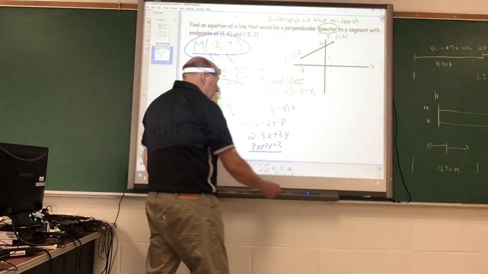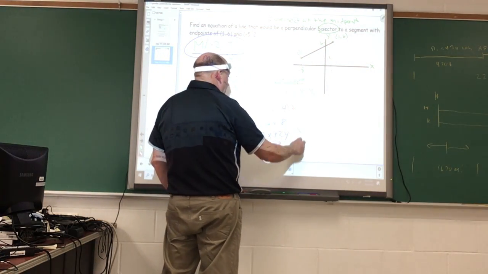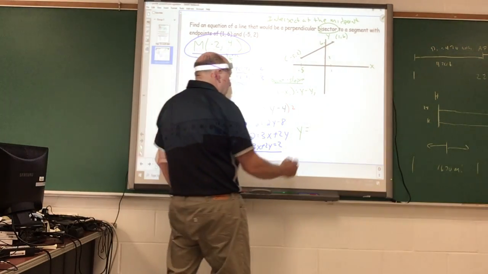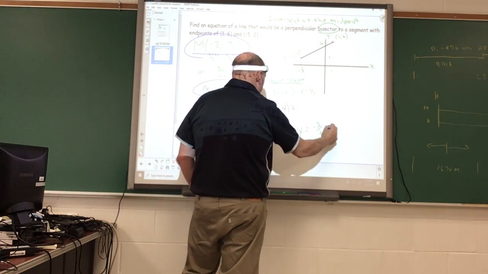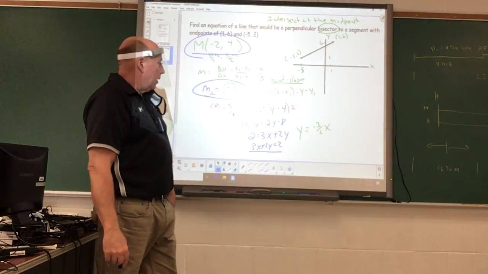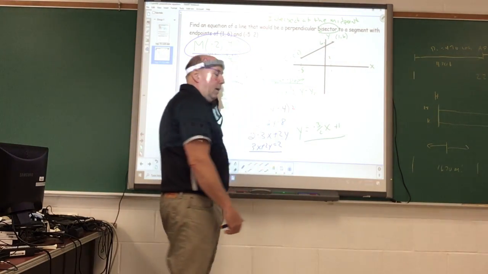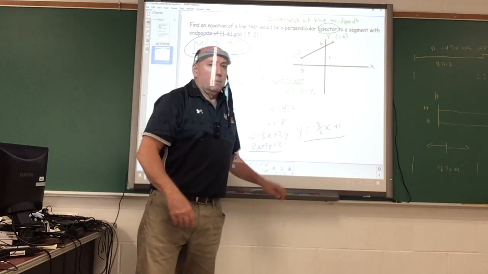And once again, if we put this in y equals mx plus b form, we have y would equal negative 3/2 x, and that'd be a plus 1. Either one of those solutions is correct.